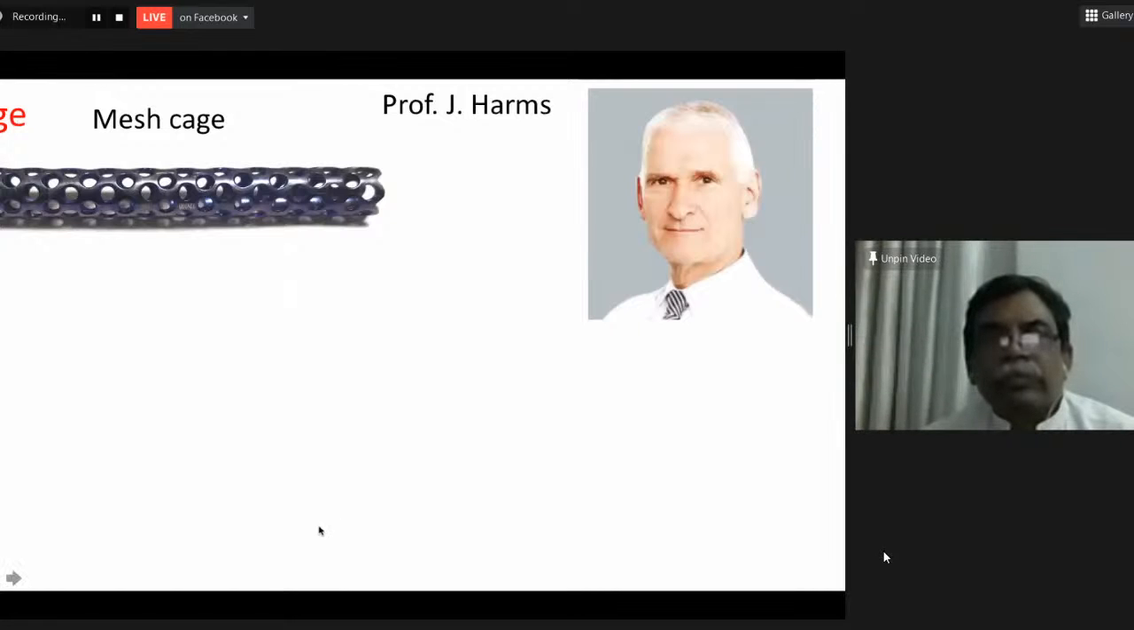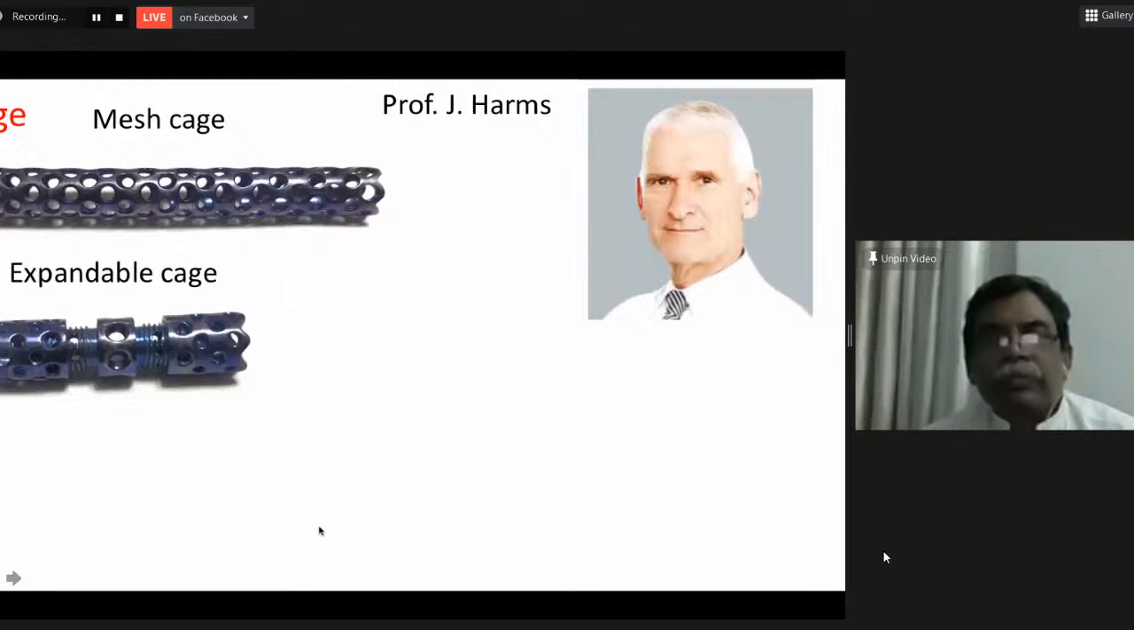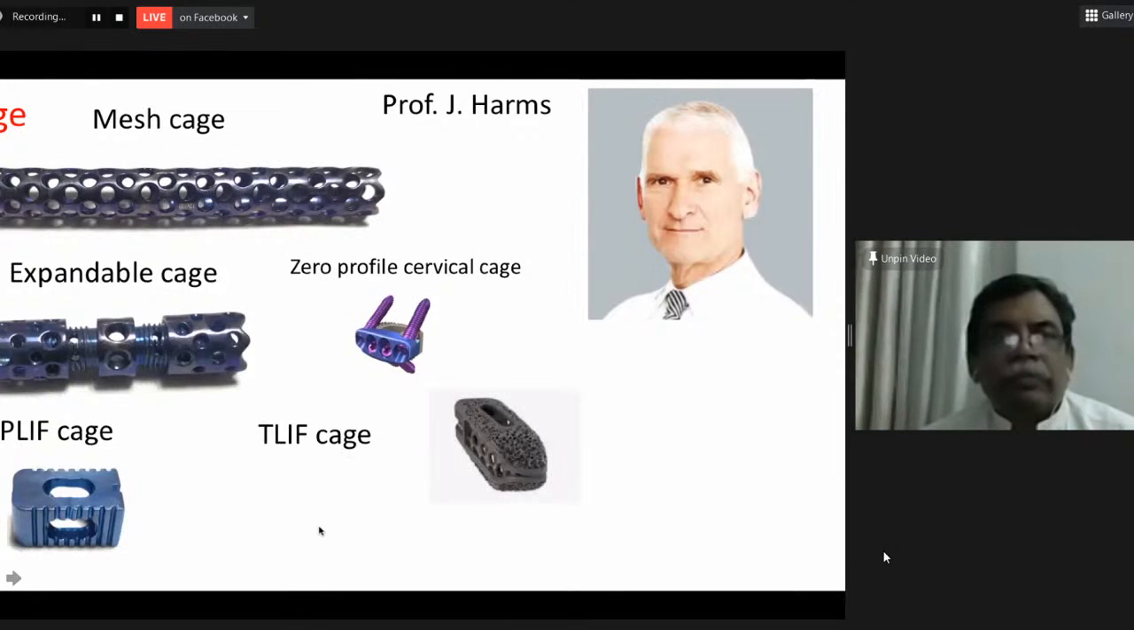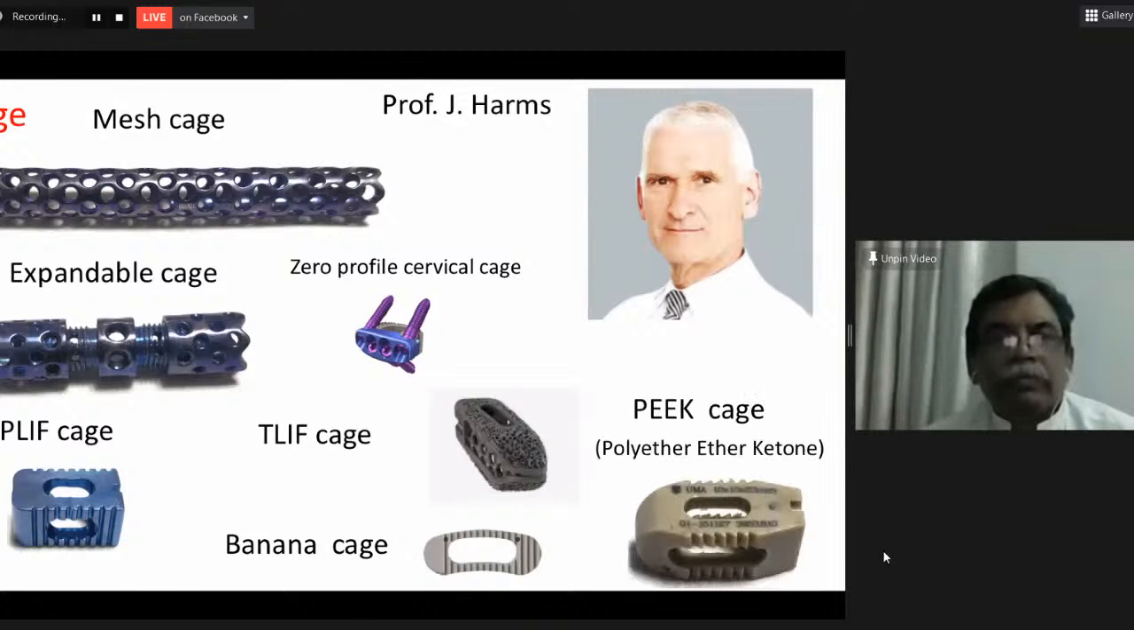Later on, there were further developments in the system, and people started using expandable cages. There were PLIF cages, TLIF cages, zero profile cervical cages, and because of its shape in the lateral part of where it is inserted, the banana cage was being used. And we can also have PEEK cage, that is polyether ether ketone cage.